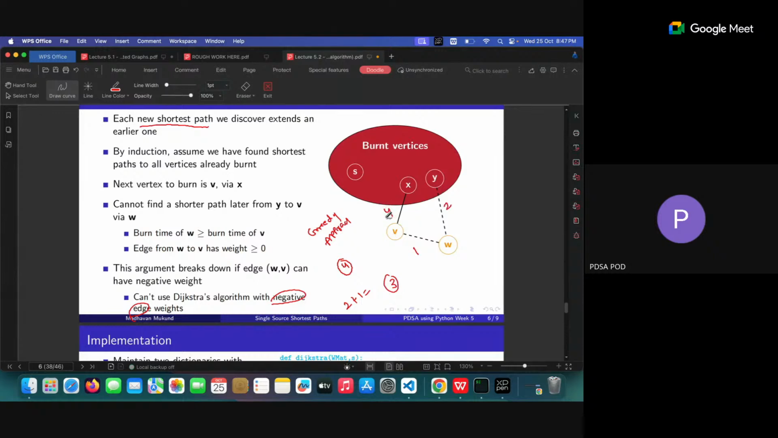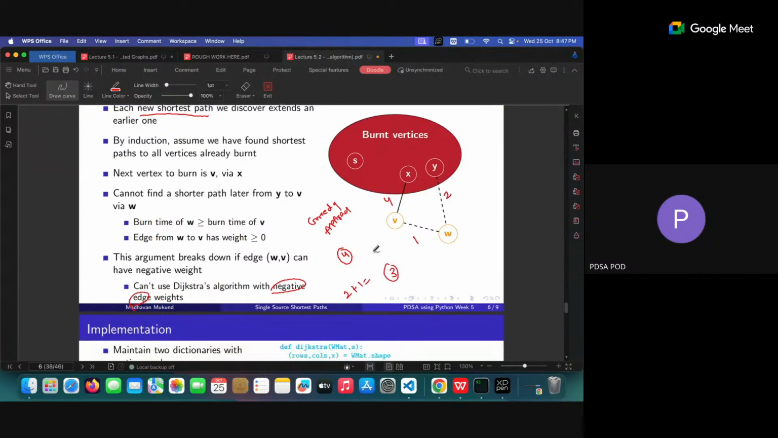Clear? And one more thing, please identify that you cannot have negative edge weights in Dijkstra's algorithm. It doesn't consider negative cycles, and even negative edges are not considered. That's one limitation of Dijkstra's. Okay, so I'm going for the next. Is it okay?